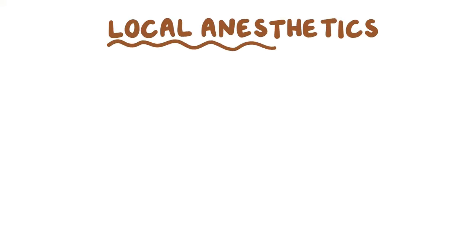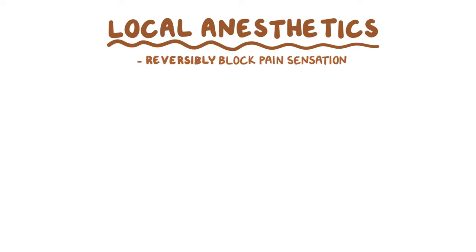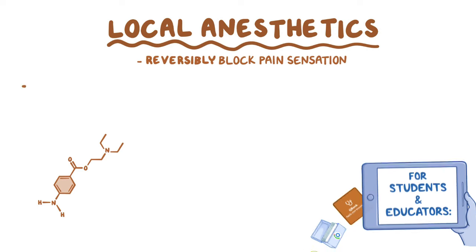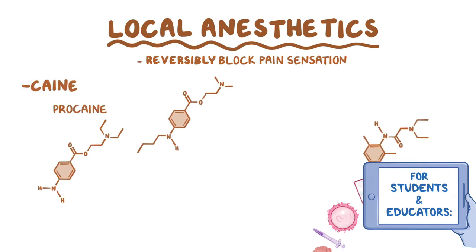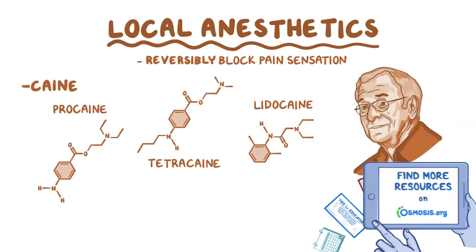Local anesthetics are medications used to reversibly block pain sensation in a specific part of the body in order to perform small surgical procedures. The common suffix for local anesthetics is "cane," like procaine, tetracaine, lidocaine, michaelcaine.